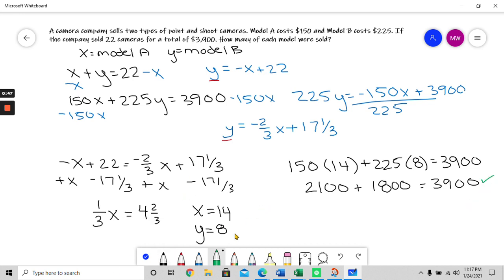So that means that they sold 14 Model A and 8 Model B.